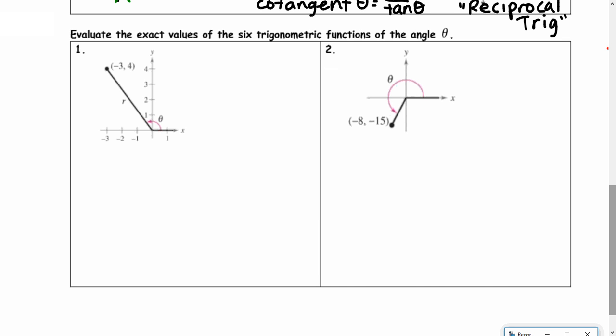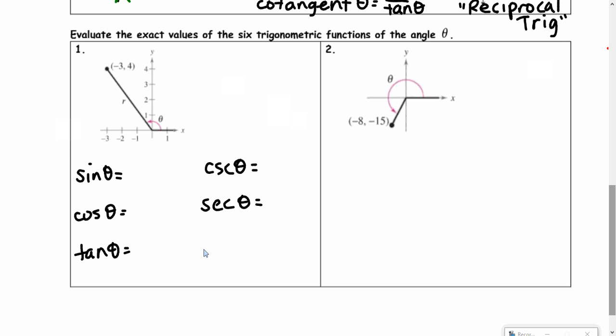So in this one, we're supposed to find the exact values of the 6 trig functions for the angle theta. So we're supposed to find the sine of theta, the cosine of theta, the tangent of theta. And then if I flip each of those, when I flip the sine, that's the cosecant. When I flip the cosine, that's the secant. And I flip the tangent, that's the cotangent. All right, so looking at my triangle, I have a point right here that's on the terminal side. I have to draw my reference triangle.